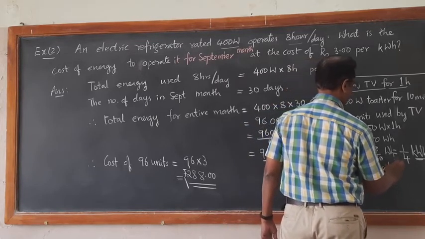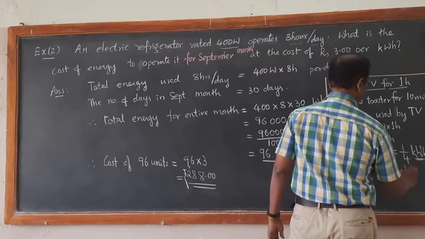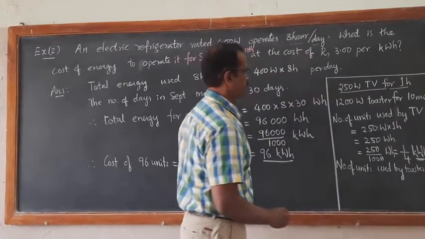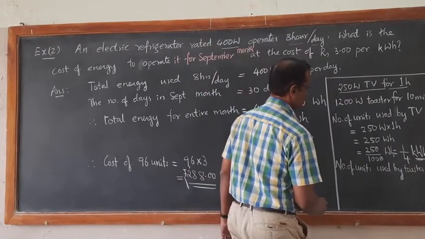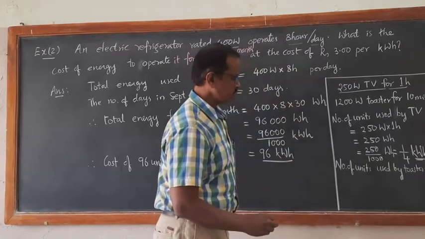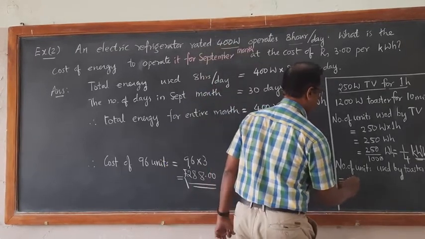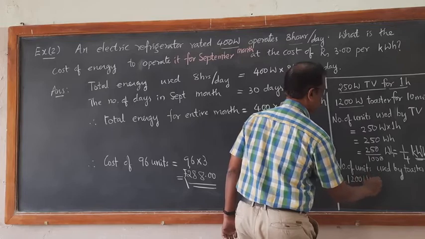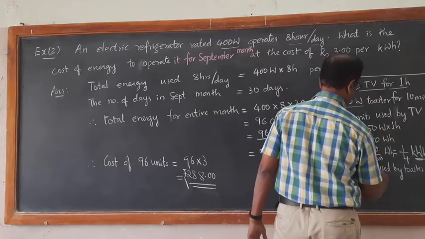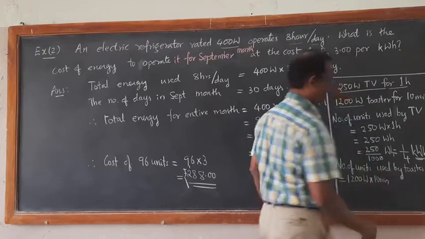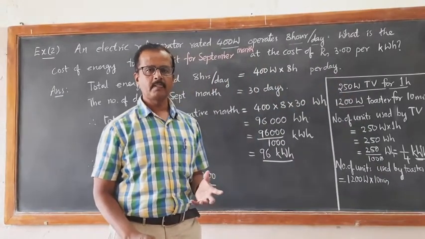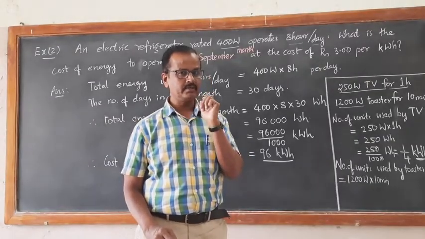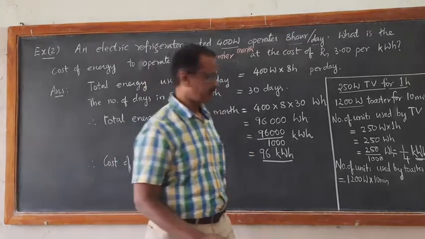Now similarly, the number of units used by the toaster. You can see here the toaster again is of 1200 watts, used for 10 minutes. But this 10 minutes must be converted into hours. 10 minutes is equal to 1/6 of an hour, because 60 minutes is equal to 1 hour. Therefore 10 minutes is equal to 1/6 of an hour.